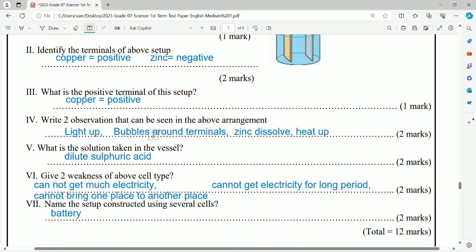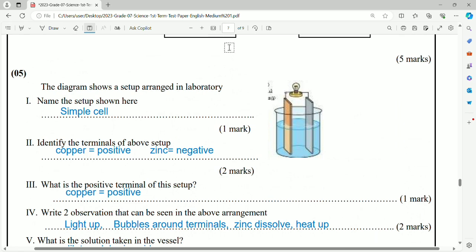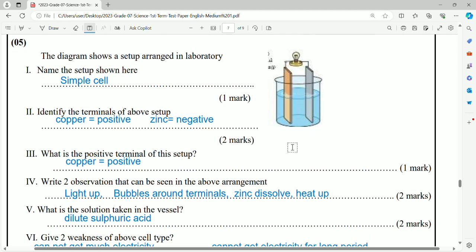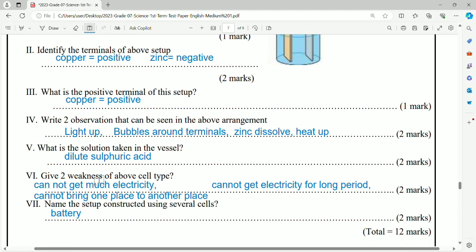Write two observations that can be seen in the above arrangement. The bulb lights up and bubbles can be seen on the copper plate. Another thing we can observe is that the system will warm up because of the chemical reaction. So the observations are: the bulb lights up, bubbles around the terminals, and the zinc plate dissolves and the system heats up. Within that we have to write only two.